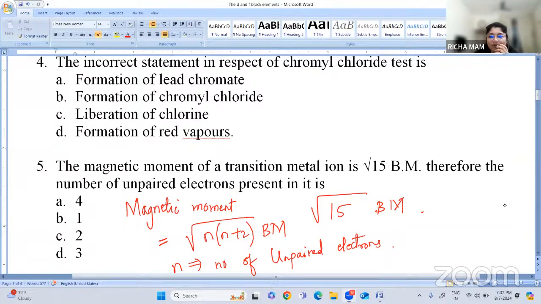So let us see. Okay, I'll tell you stepwise. So this is a formula. First thing, remember the formula. The formula to calculate the magnetic moment is square root of n into n plus 2 Bohr magneton. The unit is very important, Bohr magneton. What is n here? n is the number of unpaired electrons.